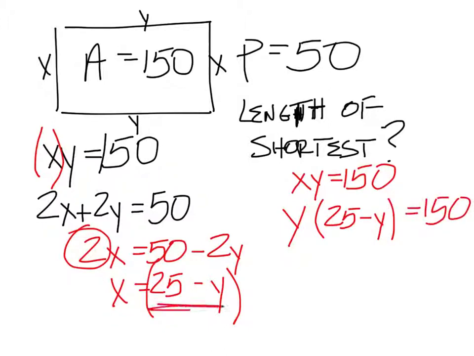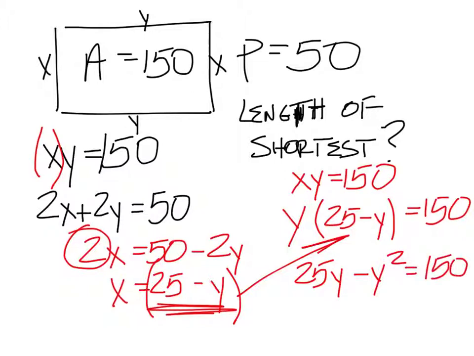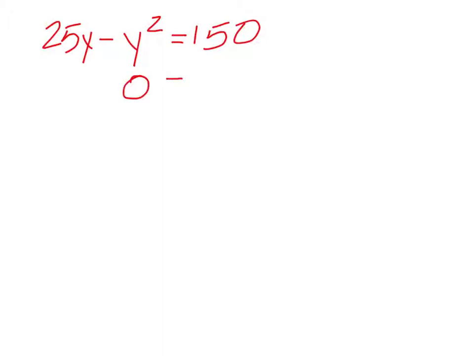We've inserted this into there. And once we do that, we multiply through by y to get 25y minus y squared equals 150. And we'll carry that over to the other page so we can have more room. Where we left off was 25y minus y squared equals 150. So let's move everything to the right to have y squared minus 25y plus 150.